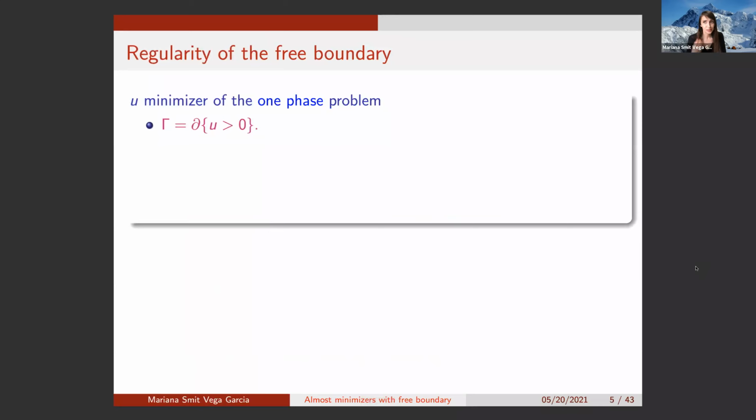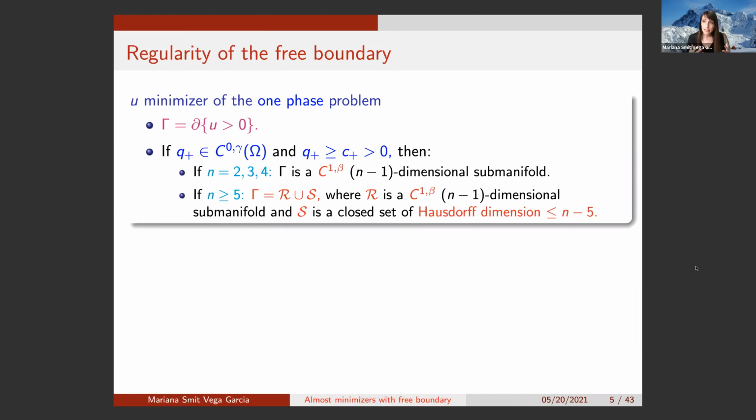With respect to the free boundary, we definitely want to say more than what we have so far. So in the case of the one-phase problem, our function, our minimizer, has a sign. So here, the free boundary is the boundary of the set where U is strictly greater than 0. And we can say many things, actually. Assuming that the function Q plus is Holder continuous and bounded away from 0, in dimensions 2, 3, and 4, you can say that the free boundary is actually a C1,beta n-1 dimensional manifold. So this is telling us that we do not have singular points. This is as nice as we want.